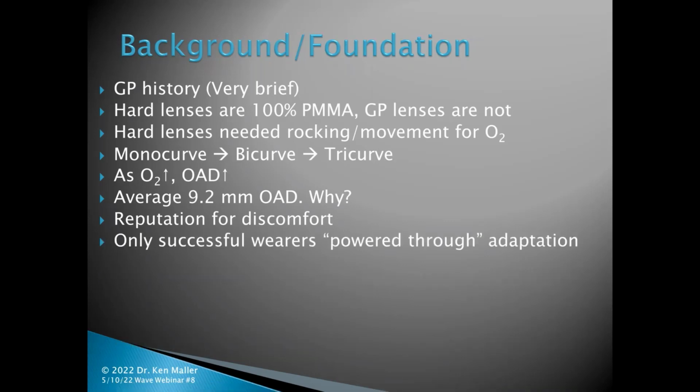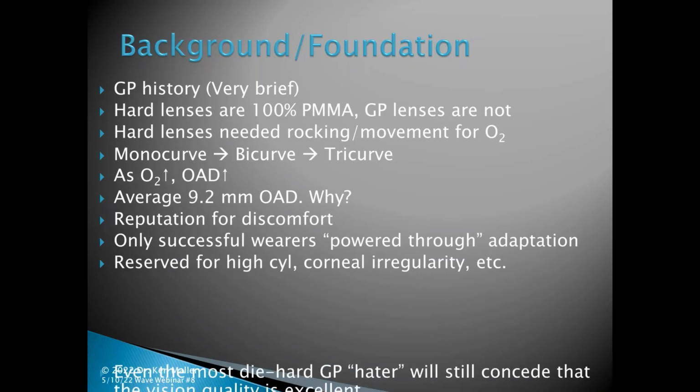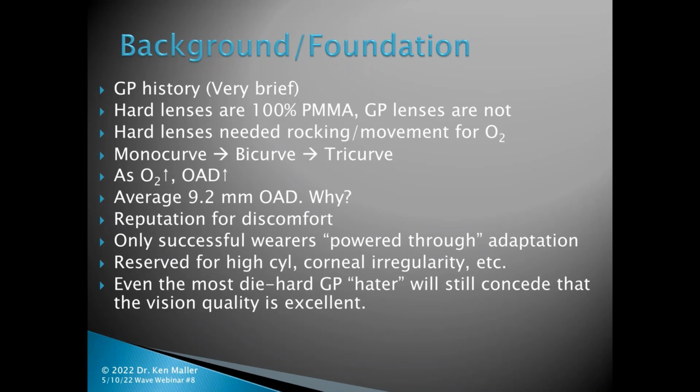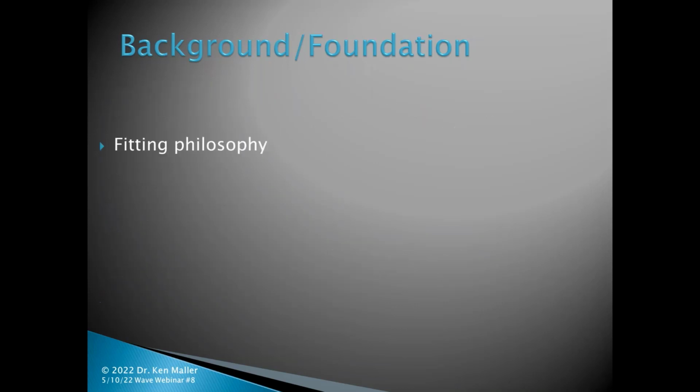The other impression from doctors is that only successful wearers really powered through that adaptation process. It was really a very, very difficult time at the beginning to deal with the discomfort that came along with GP lenses. And the only people that really made it to success were real troopers to get through the adaptation period. They're typically reserved for high cylinder, corneal irregularities, etc. And even the most diehard GP haters will still concede that the vision quality is excellent.